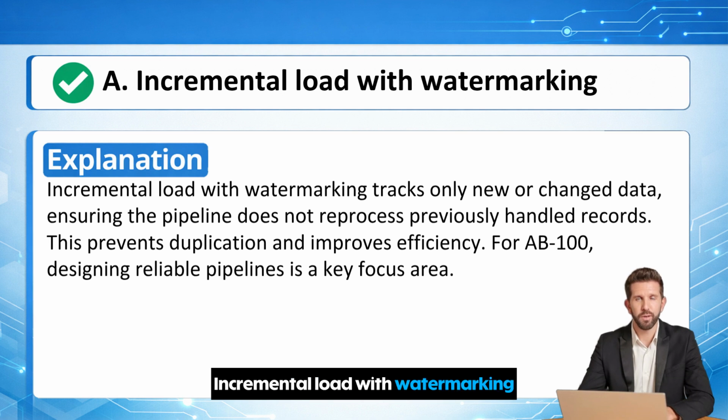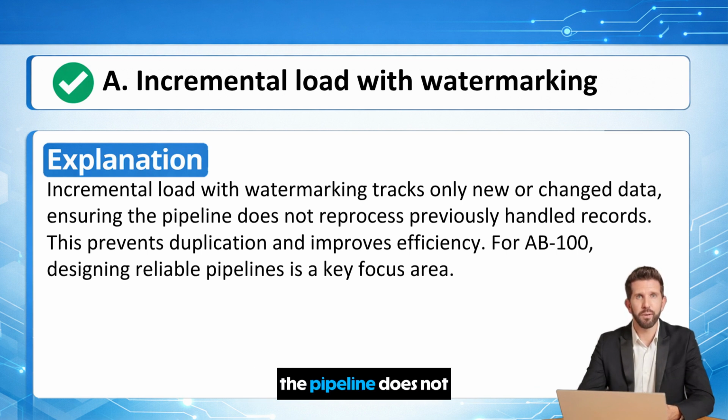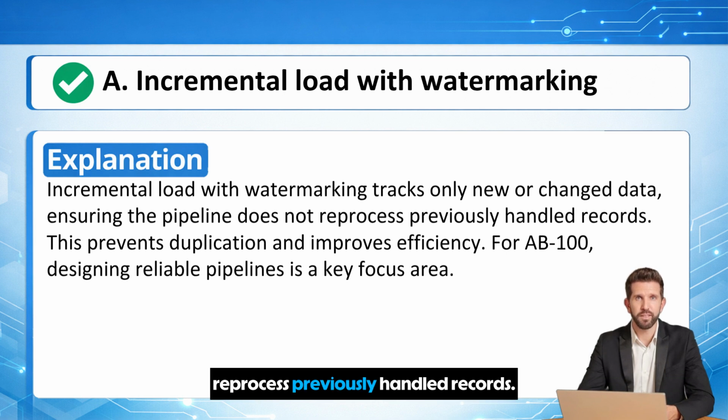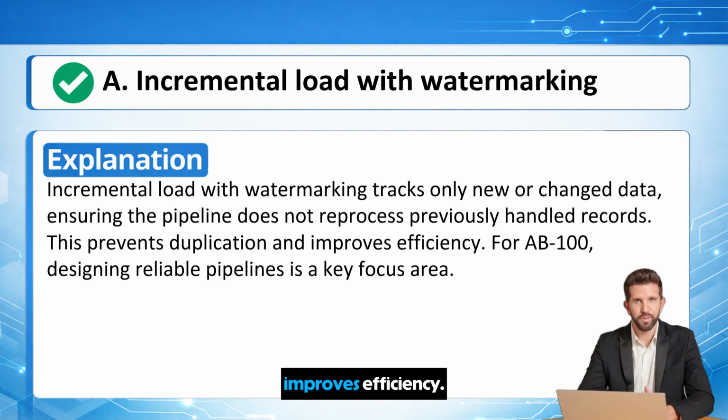Incremental load with watermarking. Explanation: Incremental load with watermarking tracks only new or changed data, ensuring the pipeline does not reprocess previously handled records. This prevents duplication and improves efficiency. For AB-100, designing reliable pipelines is a key focus area.